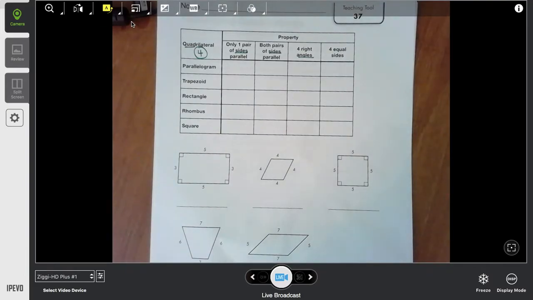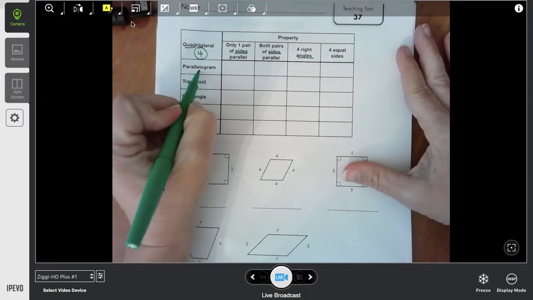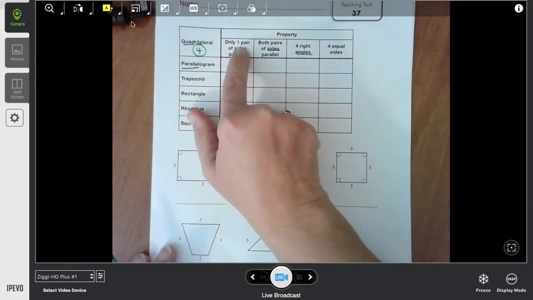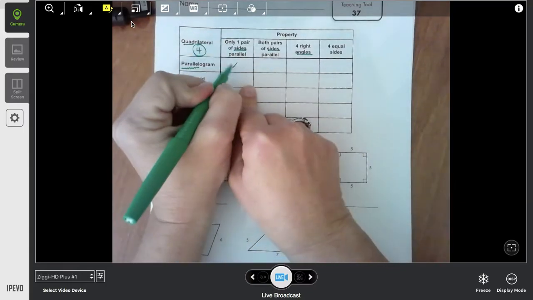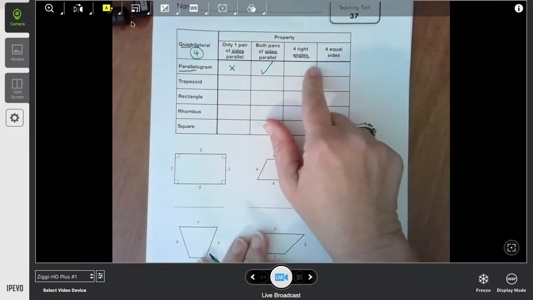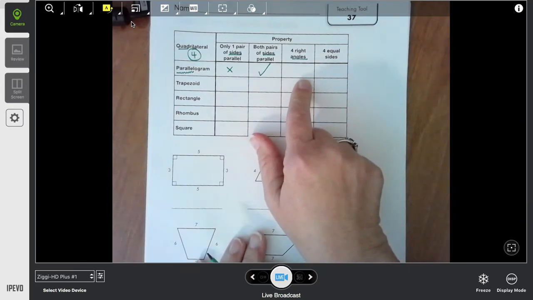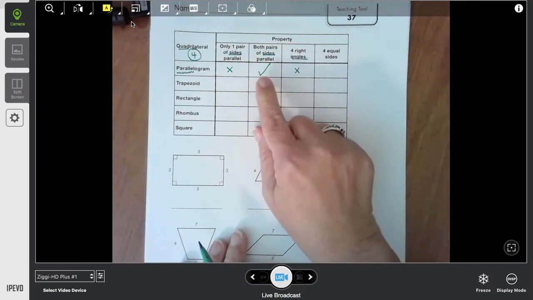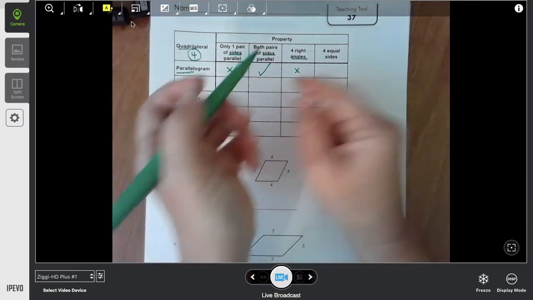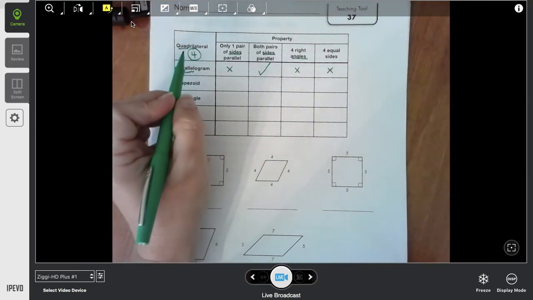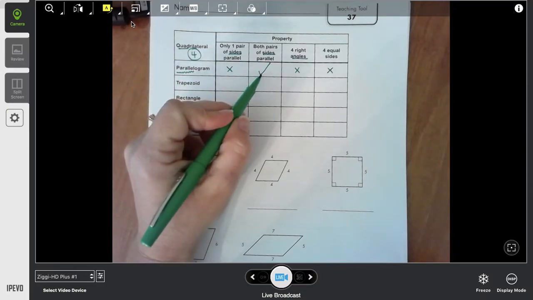Okay, so let's look at a parallelogram. There's your key word right there, parallelogram. Does a parallelogram have only one pair of parallel sides? No, it does not. It has to have both pairs of parallel sides. Does a parallelogram have to have four right angles? No, it doesn't, because it can, but it's not required. The only thing required of a parallelogram is that both pairs of sides are parallel. It does not have to have equal sides. The only requirement of a parallelogram is it's a quadrilateral and it has two pairs of parallel sides.